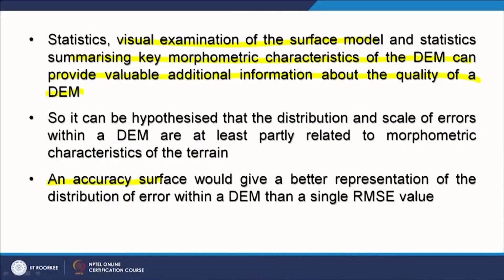So, an accuracy surface would give a better representation of the distribution of error within a DEM than a single RMS error, because our errors are spatially varying, and therefore a single RMS error is not sufficient. We need a surface which will tell us where the errors are more and where the errors are less.